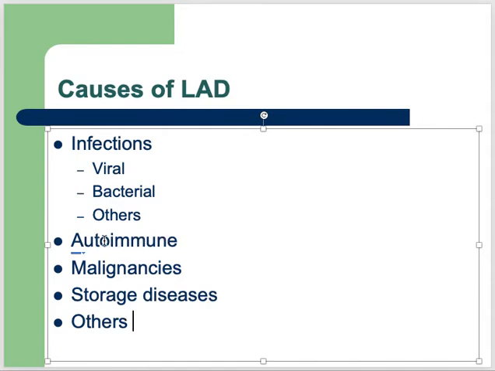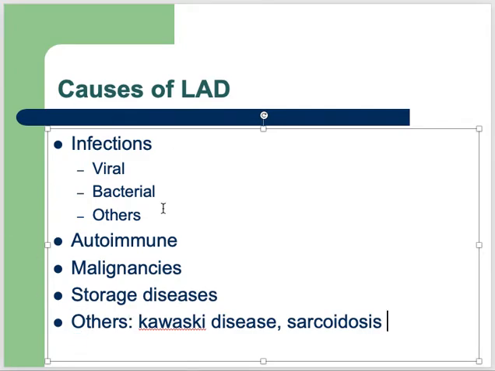Autoimmune conditions like rheumatoid arthritis, SLE, and stuff like this, and malignancies. Just now we studied lymphoma, leukemia. Storage diseases you have done in biochemistry, like Gaucher's disease and others. For example, there could be Kawasaki disease, which we have to cover, right? Kawasaki disease, or one condition is sarcoidosis. All these are the causes of lymphadenopathy. So remember, guys, the most common cause of lymphadenopathy is infections, and the most common infection is viral. So the things are clear now.